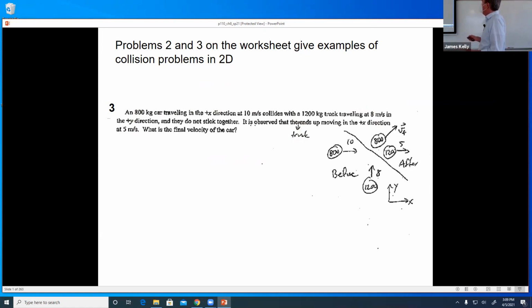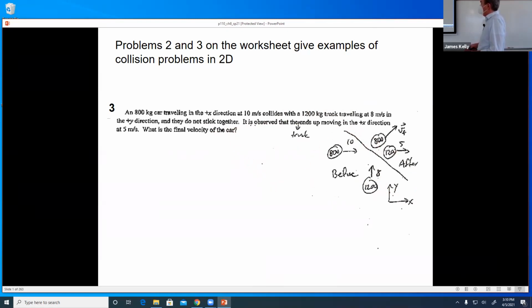So here we've got the before picture. There are a car and a truck heading towards an intersection in perpendicular directions. An 800 kilogram car is traveling in the plus x direction at 10 meters per second, and it's going to collide with a 1200 kilogram truck traveling at 8 meters per second in the plus y direction. So here are my axes. Here's what it looks like before the collision.